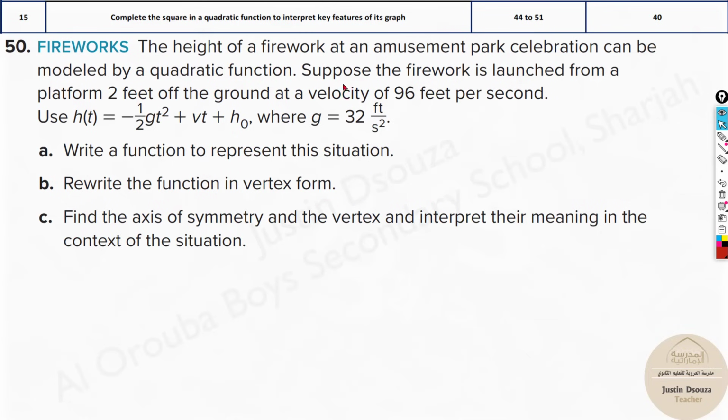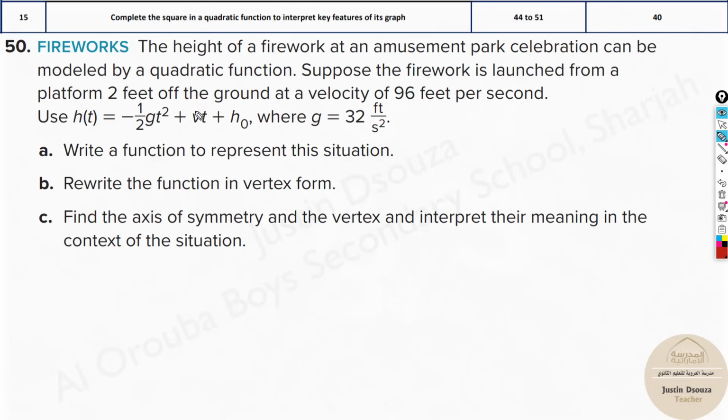The height of a firework at an amusement park celebration can be modeled by a quadratic function. Suppose the firework is launched from a platform 2 feet off the ground at a velocity of 96 feet per second. Use h of t equals this given equation where g is equal to 32 feet per second square. Because everything is in feet, we have to use the acceleration due to gravity as well in feet per second square.